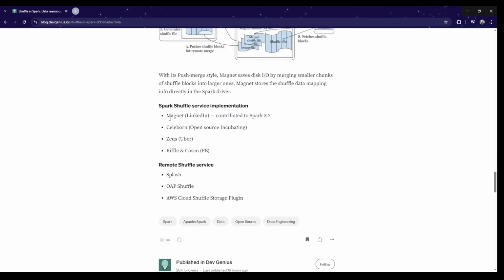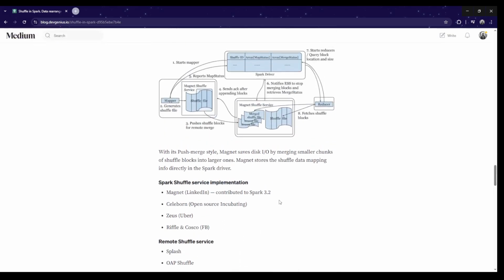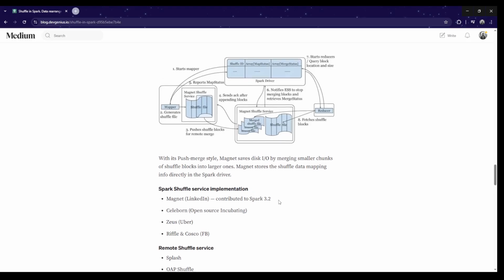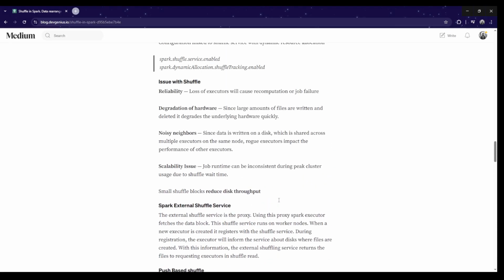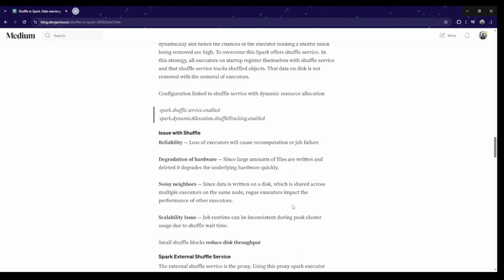I am planning to create a separate blog on Spark external shuffle services, and we will create a video out of it as well.